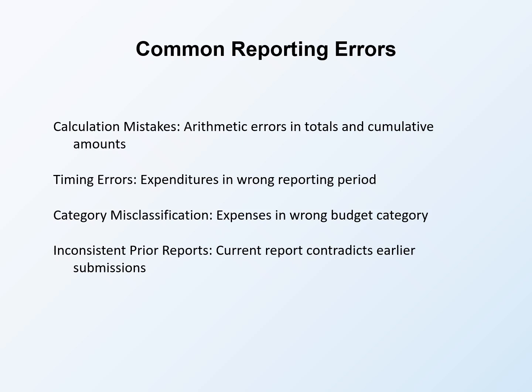Inconsistent prior reports mean current reports contradict earlier submissions. Cumulative amounts should build logically from period to period. If you reported 50,000 cumulative expenditures last quarter and 80,000 this quarter, your current period expenditures should be 30,000. Inconsistencies suggest errors in current or prior reports.